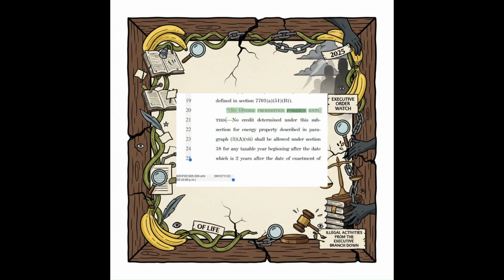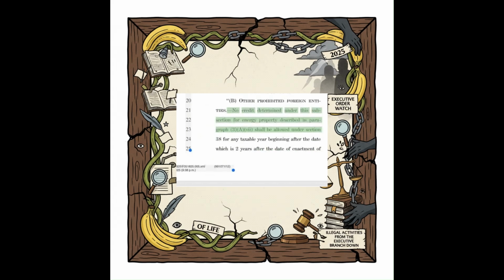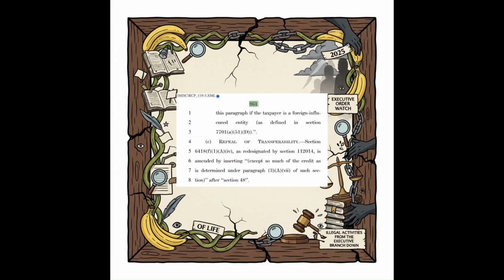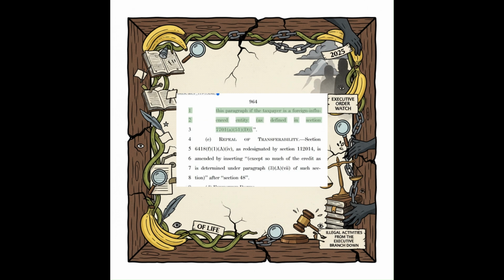Prohibited foreign entity. No credit determined under this subsection for energy property described in paragraph shall be allowed under Section 38 for any taxable year beginning after the date which is 2 years after the date of enactment of this paragraph if the taxpayer is a foreign influenced entity.